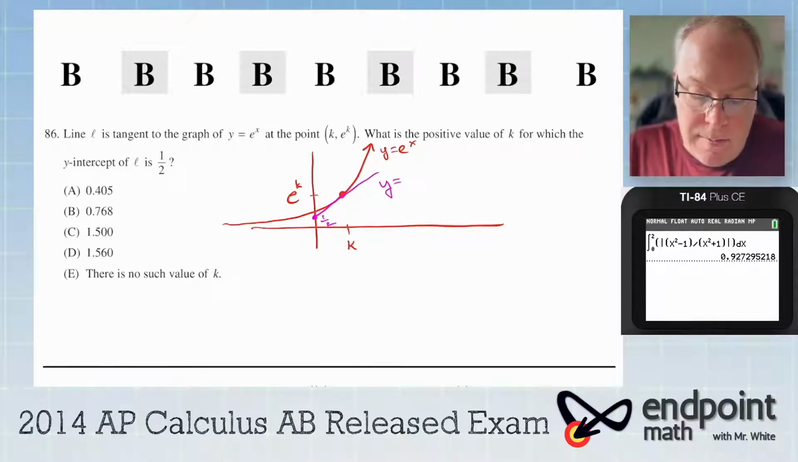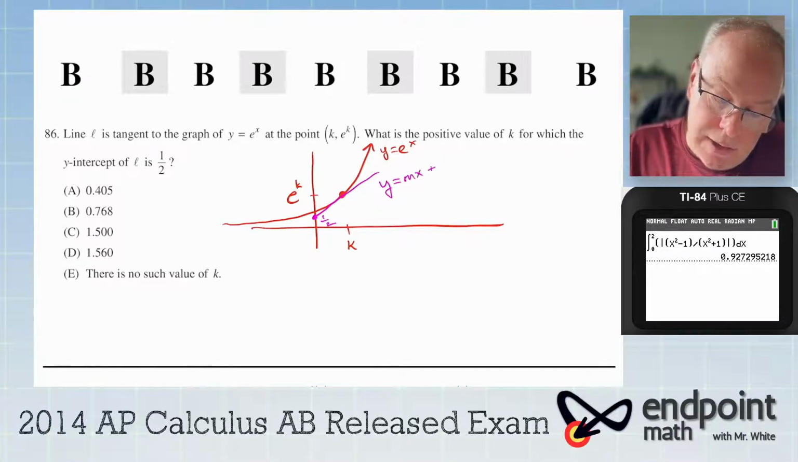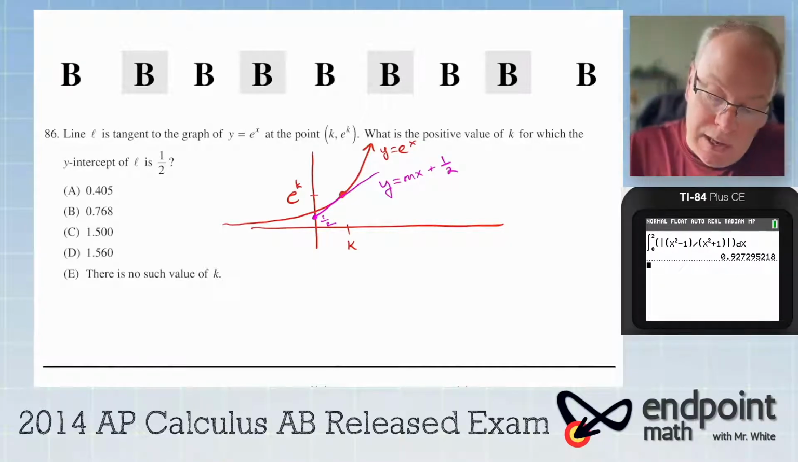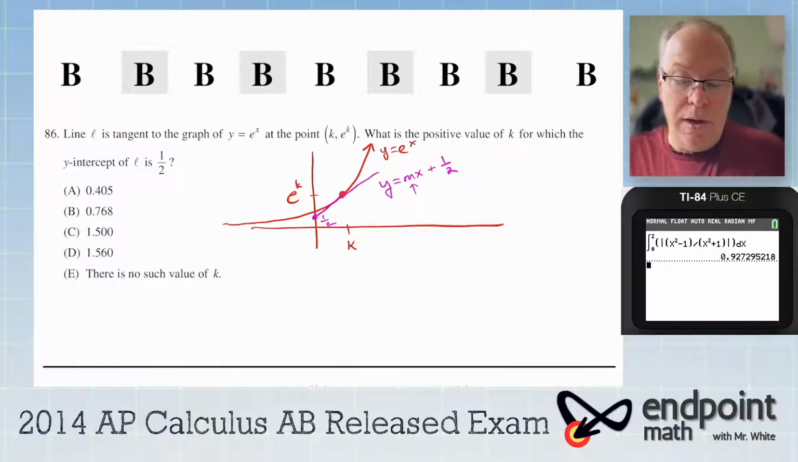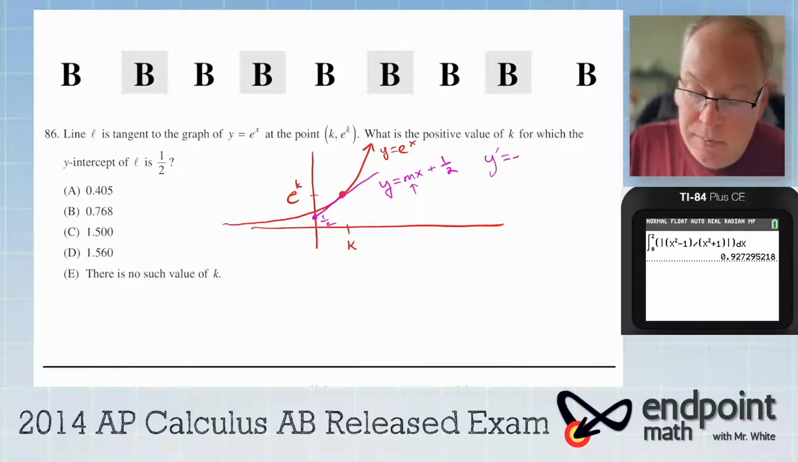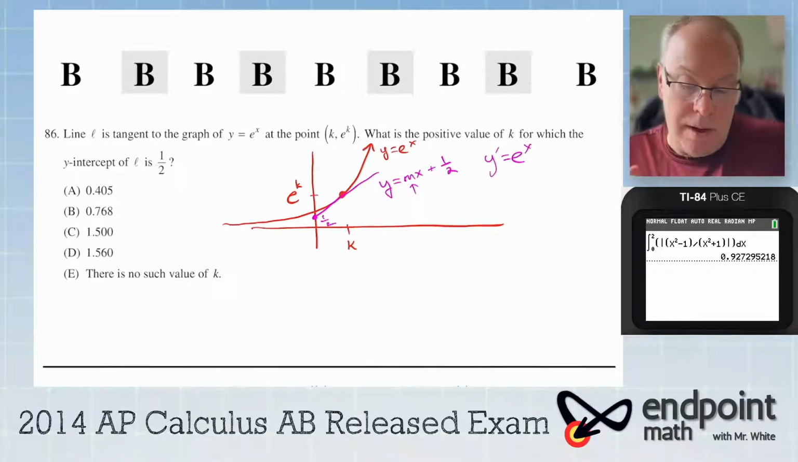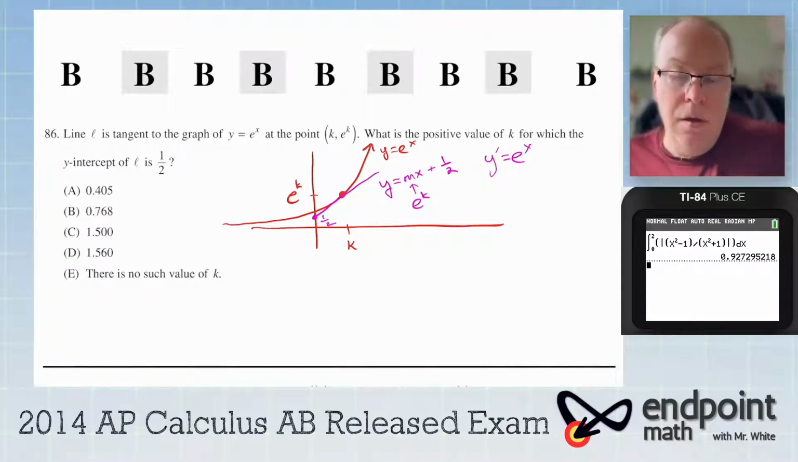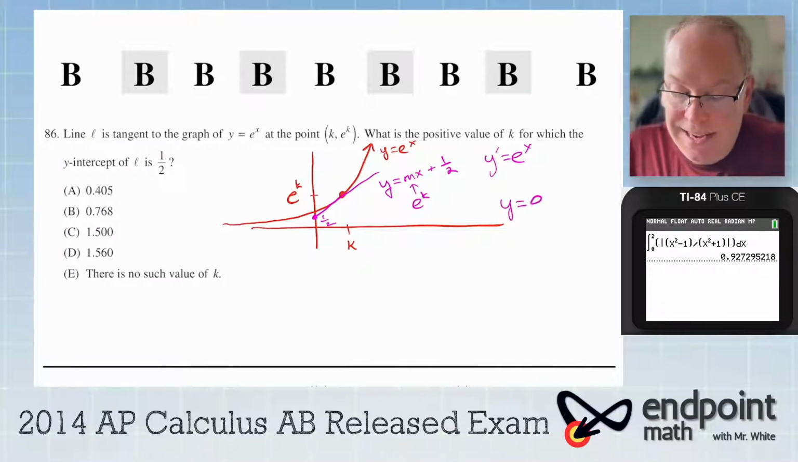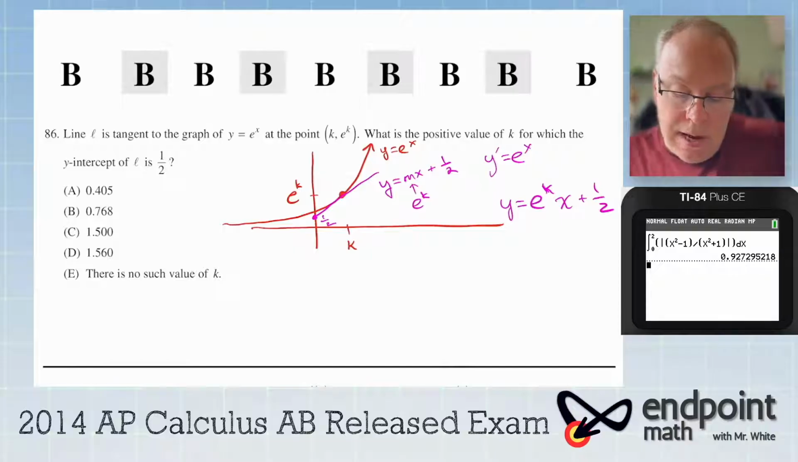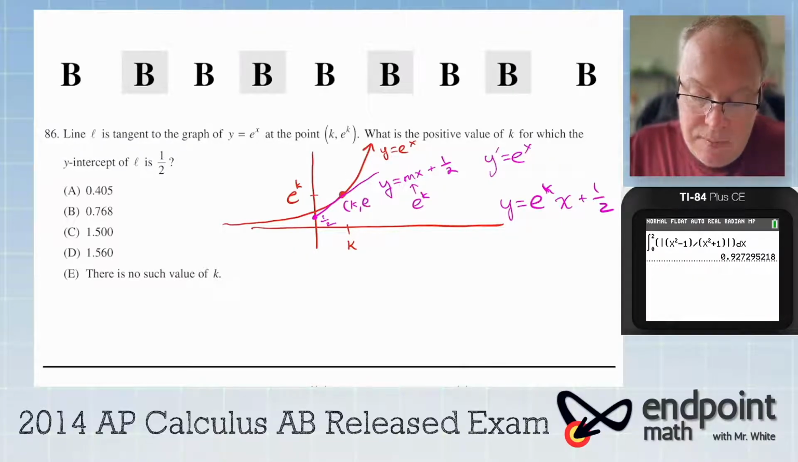Well, what I'm starting to think about here is y equals mx plus b. And since it goes through 1/2, I know the y-intercept is 1/2, right, on the y-axis. Now, how do we get slope of a tangent? That's just the derivative. And y prime would be also e to the x. So y prime at k, the slope at k is what? E to the k. All right, so what do we have so far? We have y equals e to the k x plus 1/2.